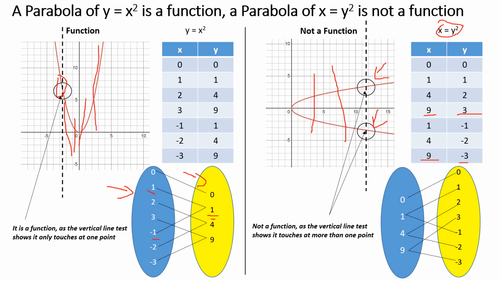We don't know which one it is because I've got this 1 here going to 1 and -1, this 4 down here going to 2 or -2, and this 9 here going to -3 or 3. Again, not only graphically, but also algebraically, it's not a function because we don't know which way it's going.